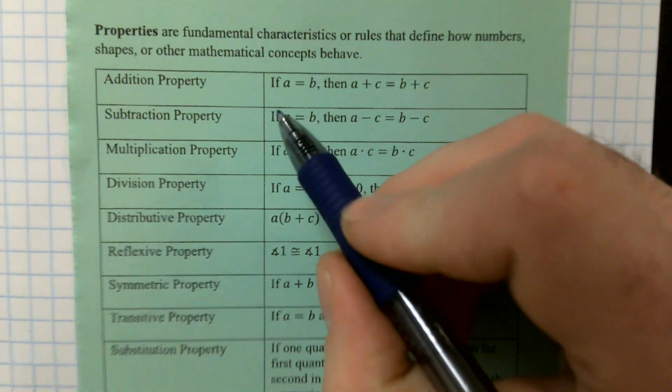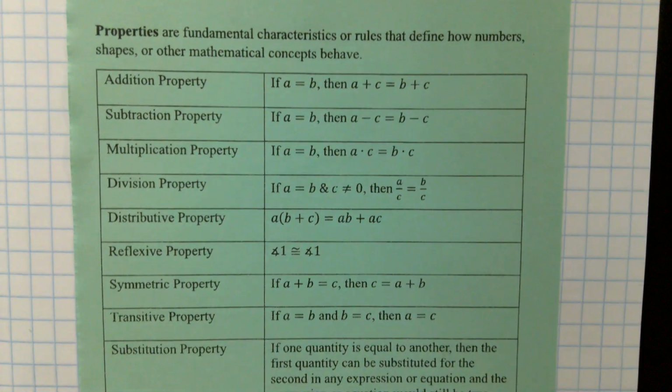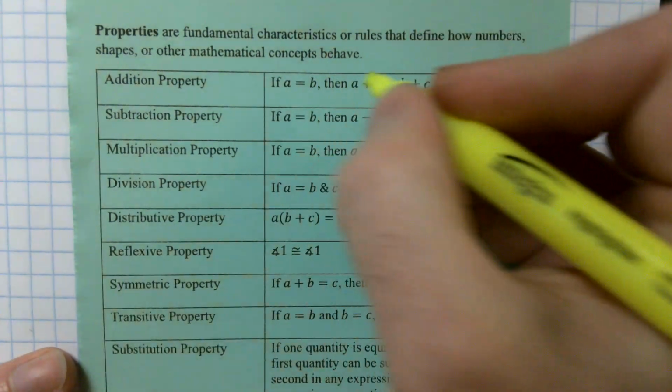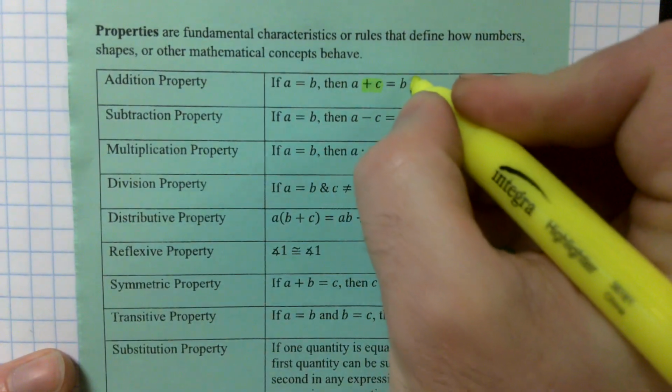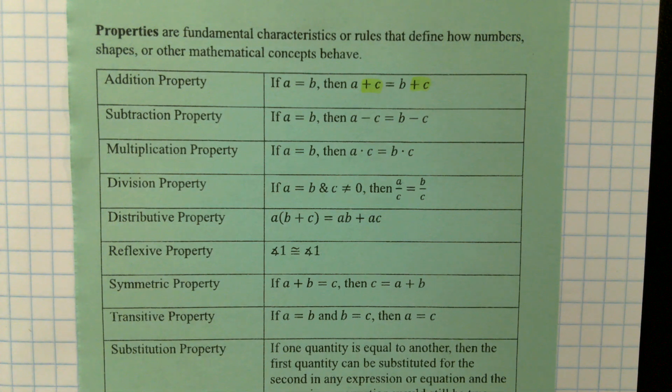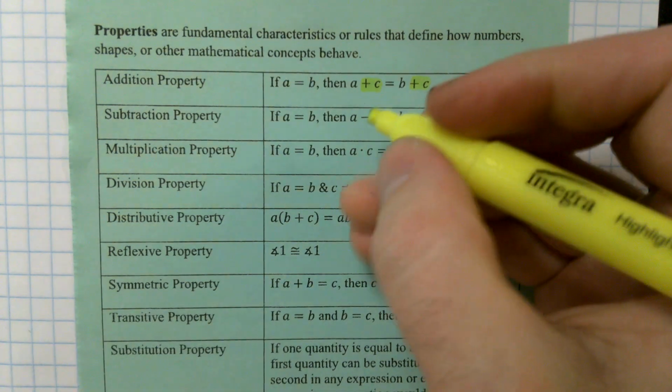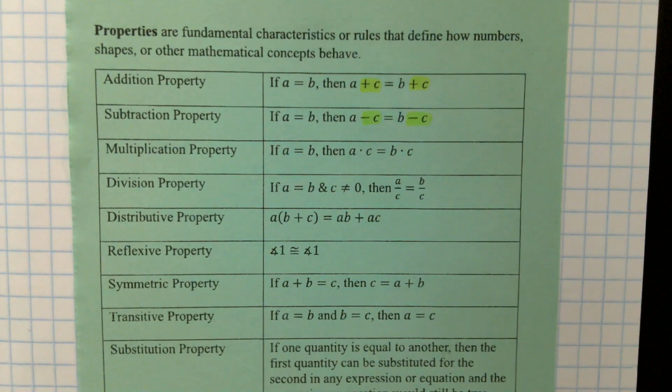The addition property. If A is equal to B, then A plus C equals B plus C. All I'm doing is if I add C to one side and the other, it doesn't change anything about my equation. We already know this from our equations unit at the beginning of the year. Whatever I do to one side, I have to do to the other. So this property just tells me that if I'm adding the same thing on both sides, I'm not really changing either side. I'm making it a little bit bigger, but I'm not changing what they are. Same thing with the subtraction property. If A equals B, then A minus C equals B minus C. And I'm highlighting the C's here.